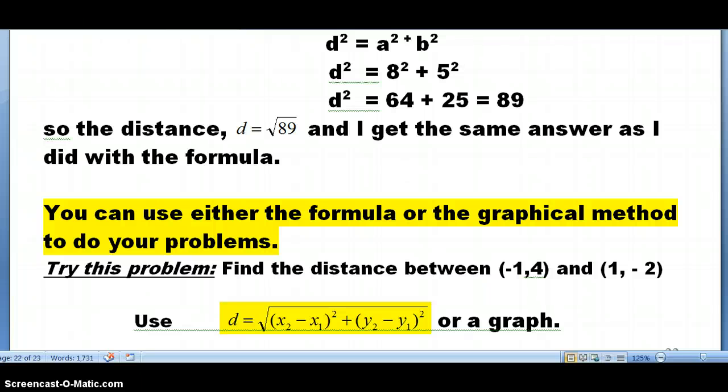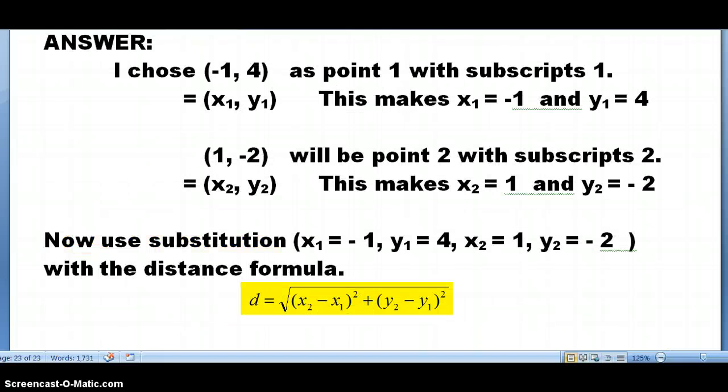Try this next problem without looking at the answer. Try to calculate and find the distance between the 2 points, (-1, 4) and (1, -2). Use either the formula in yellow or try the graphical method if you want. Here's how I worked this problem.